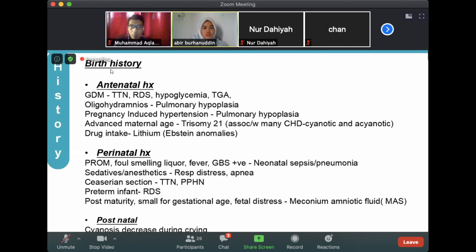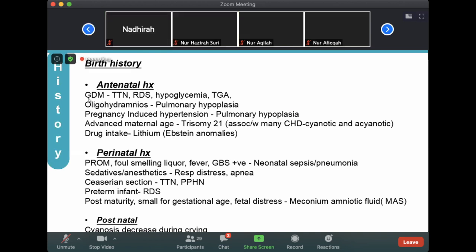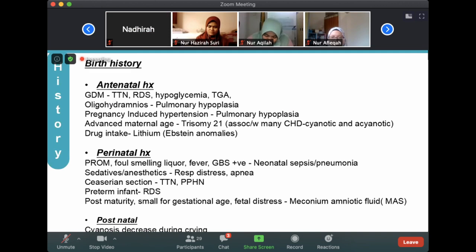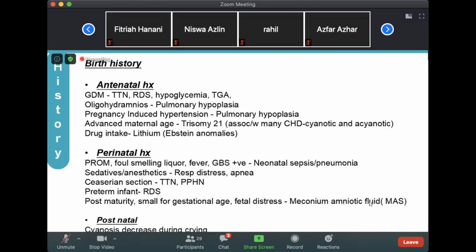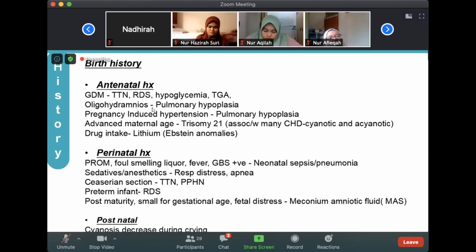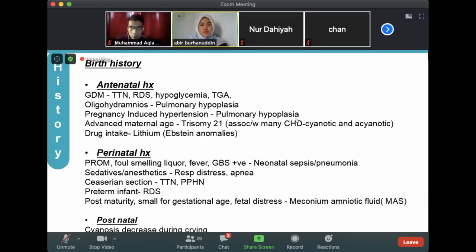Then for birth history, we must ask about antenatal history. Gestational diabetes mellitus in the mother is a risk factor for transient tachypnea of the newborn, respiratory distress syndrome, hypoglycemia, and TGA, transposition of great arteries. Then oligohydramnios can cause pulmonary hypoplasia. Maternal hypertension can also cause pulmonary hypoplasia. Okay, for advanced maternal age, we know that the child has a high risk of having Down syndrome, trisomy 21. Drug intake like lithium can cause Ebstein anomaly.